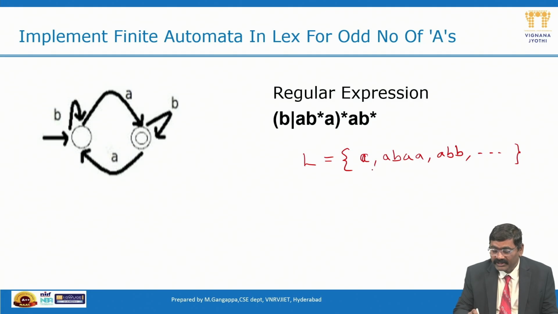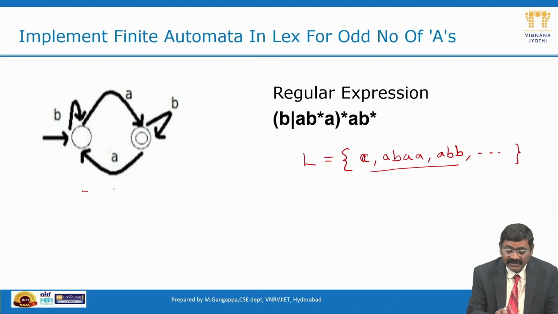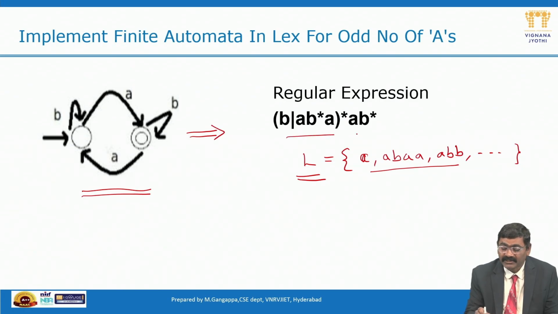In order to construct the regular expression for this, first we need to draw the diagram, that is called the DFA diagram. This is the DFA diagram. With the help of the DFA diagram we can recognize the language L. When we convert this DFA into a regular expression, the regular expression can be seen like this: B or AB star A whole star AB star. This is the final regular expression for recognizing odd number of A's.